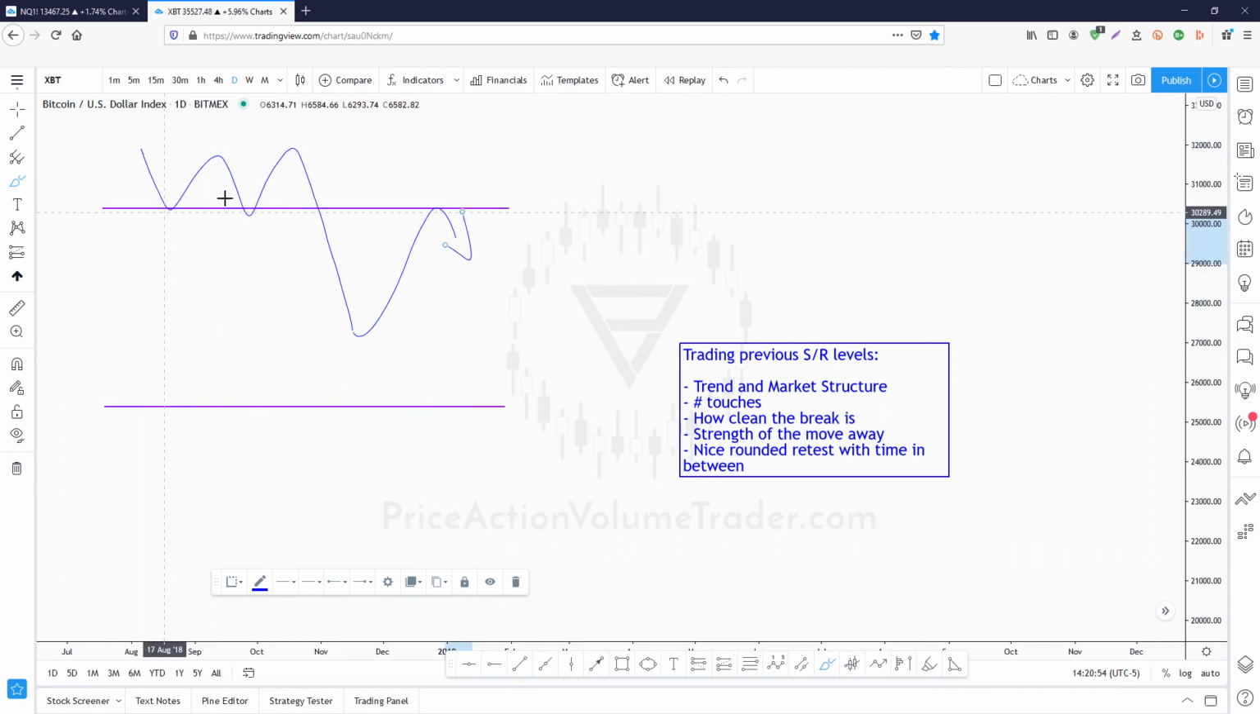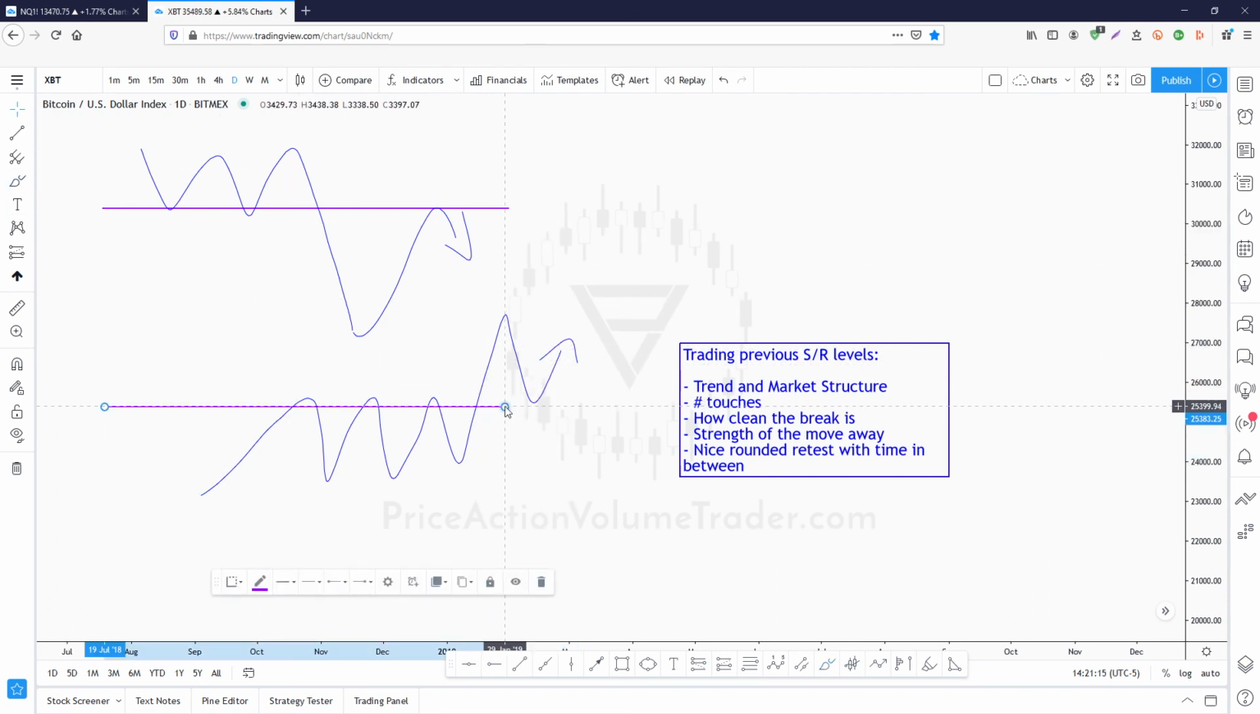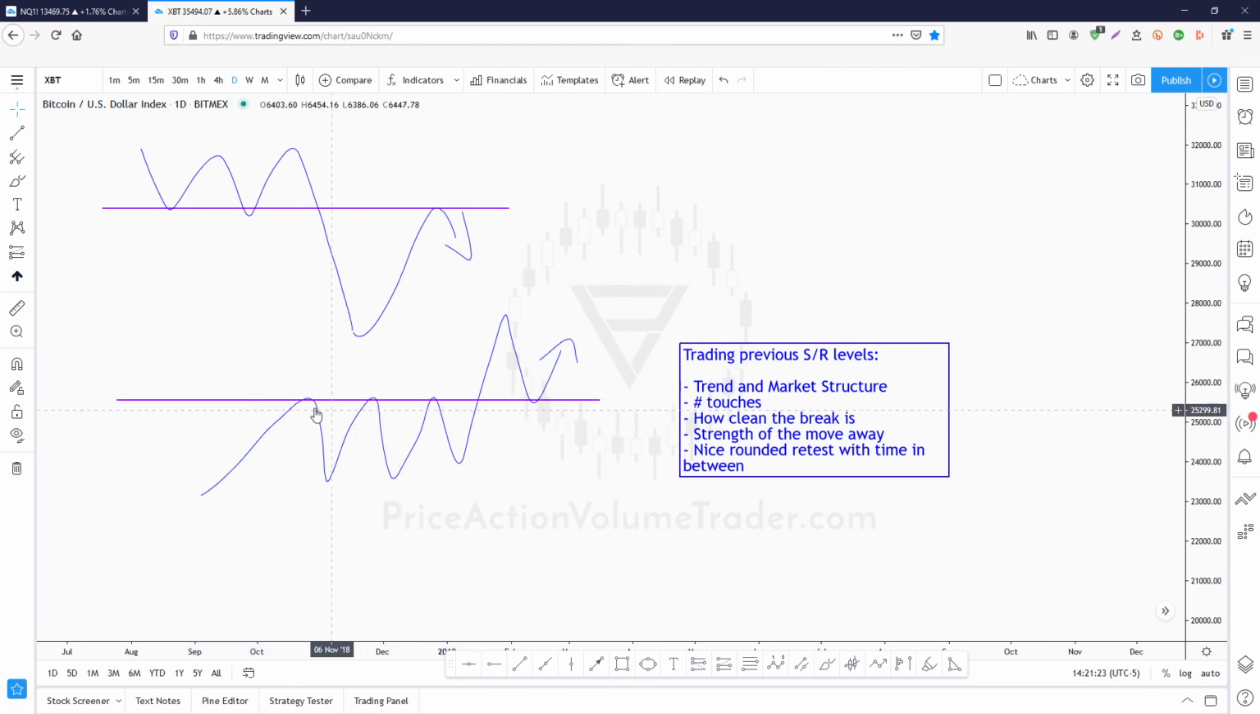And like we said, we want to see at least 2 or 3 good solid touches with strong reactions before we break. And then the same here with resistance, where we want to go long on a revisit back into a level where we used to have previous resistance cleanly broken. We now look to buy previous resistance, and we look to sell previous support.